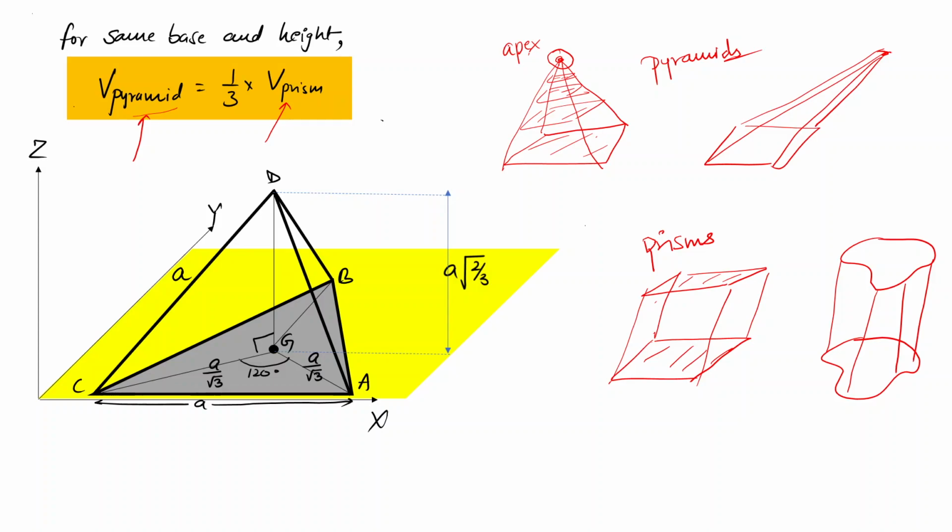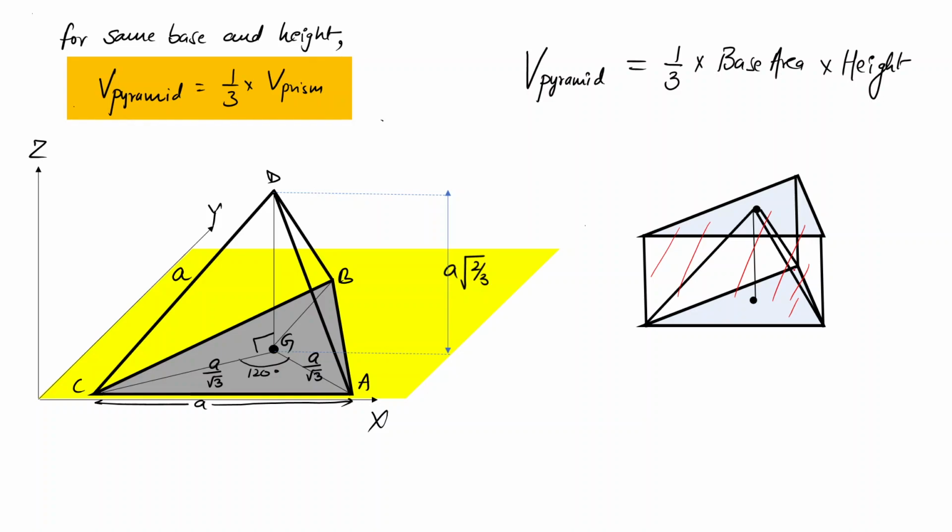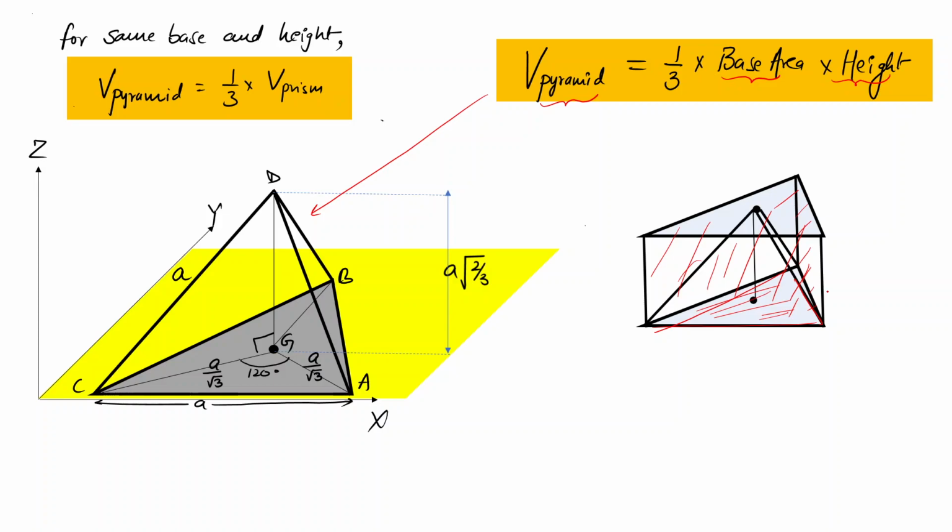It's very interesting that the volume of a pyramid turns out to be always 1/3 of the volume of a prism. So here we are going to use this result, and you see that this regular tetrahedron is also a pyramid, and I can construct a prism around it, and 1/3 of that volume will be the volume of the regular tetrahedron. So volume of this pyramid will be 1/3 of the base area into height, because volume of the prism is very simply base area times height. This is how volume is defined. So we're going to use that.